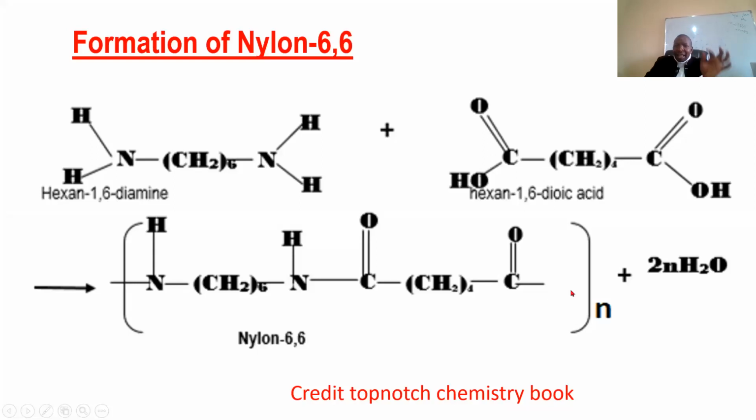Tunaelewana? This structure tumeweka hapa ni the structure ya combined, when they combine together, the hexane 16 dioic and hexane 16 diamide. Tunaelewana? Are we together? First of all, this first structure that we have drawn here represents a combination of hexane 16 and hexane 1. That is what you call N. Tunaelewana? Umeshika hiyo point kwanza.